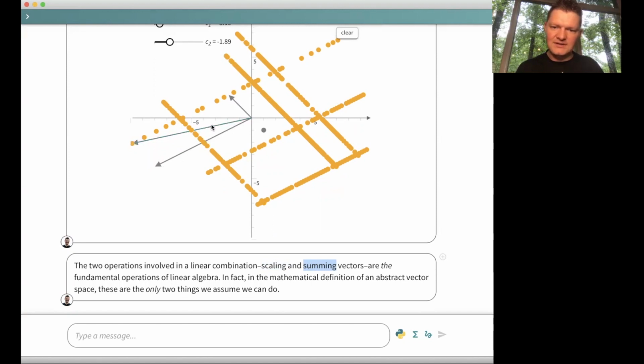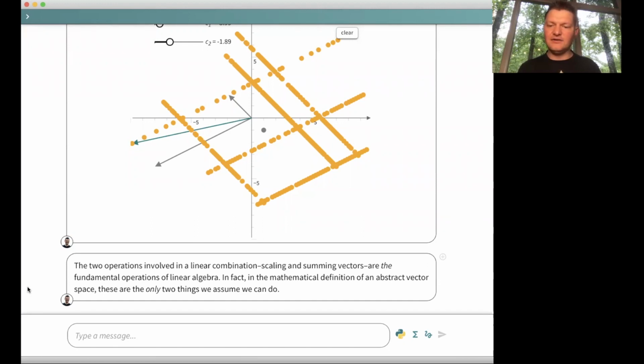So the sum here is represented by this teal vector. These are the fundamental operations of linear algebra. In fact, when you do linear algebra from a pure mathematical point of view, you'll define what's called an abstract vector space. And the idea is, forget this concrete representation of a vector as an arrow in the plane. We want to talk about any objects that do this stuff. They do scaling and adding.